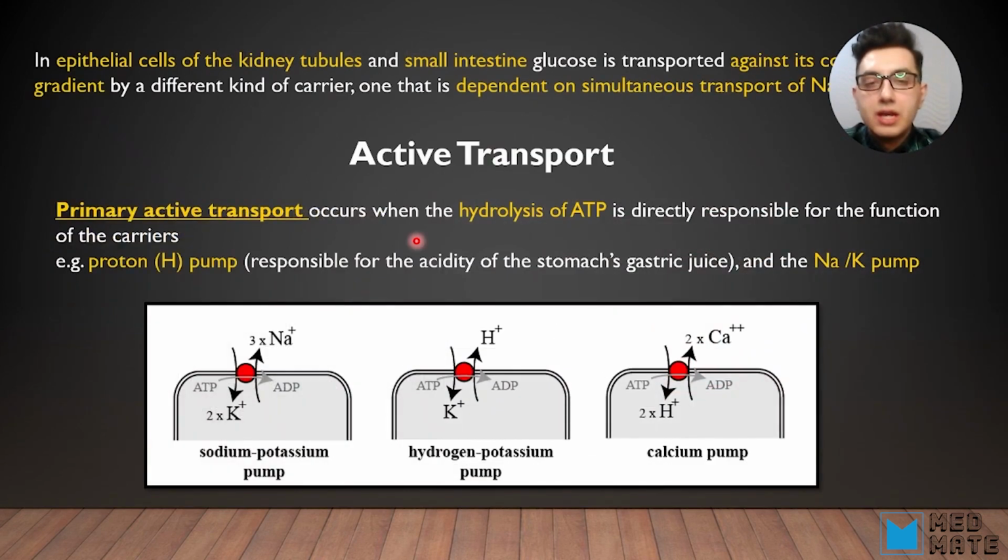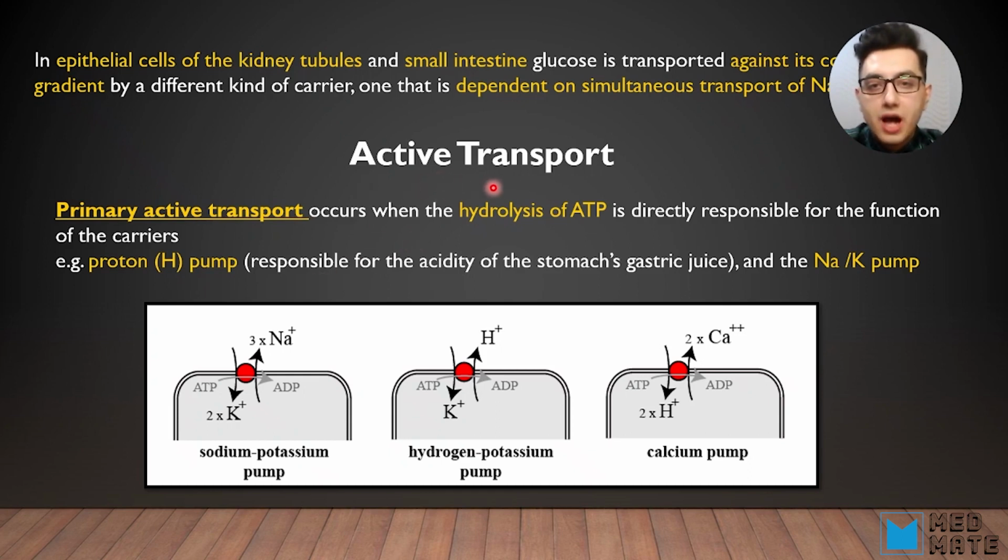Alright, now, in epithelial cells of the kidney tubules and small intestine, glucose is transported against its concentration gradient by a different kind of carrier, one that is dependent on simultaneous transport of sodium. So, in two parts of our body, the transport of glucose is happening via different types of transport, and we are using energy for transferring these kinds of molecules inside our cells. It is also dependent on transport of sodium.